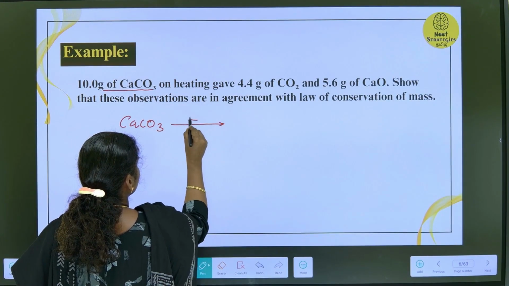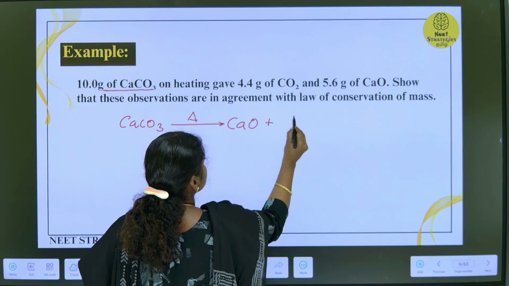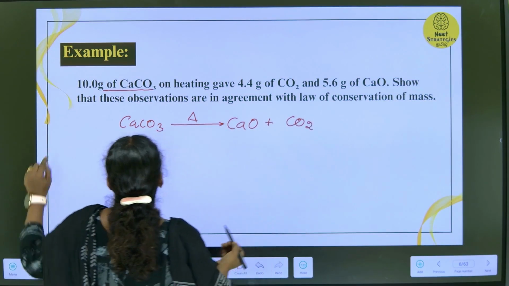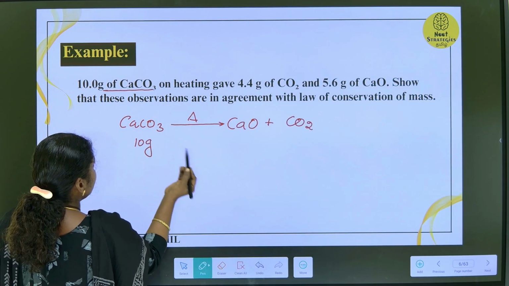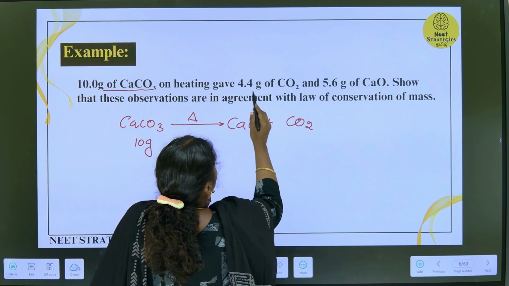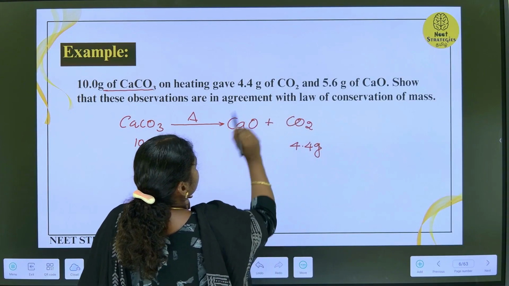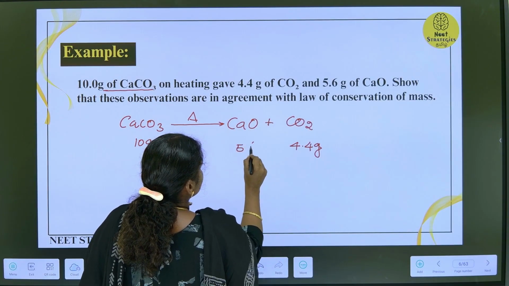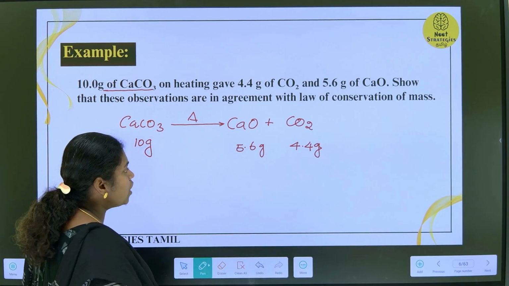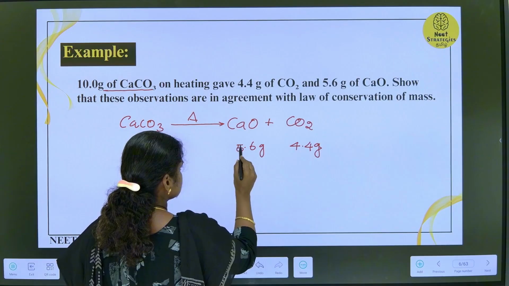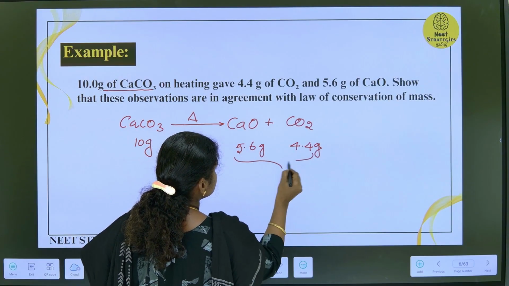It will undergo heating and produce calcium oxide plus carbon dioxide. The mass of calcium carbonate is 10 gram. It produces 4.4 gram of carbon dioxide and 5.6 gram of calcium oxide. Now these two added together: 4.4 plus 5.6 adds up to 10 gram.